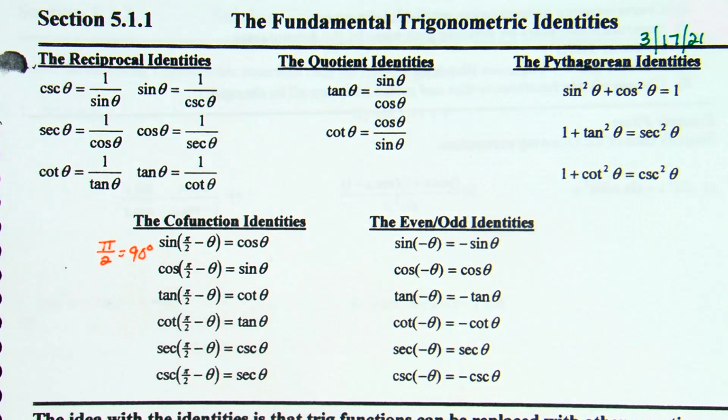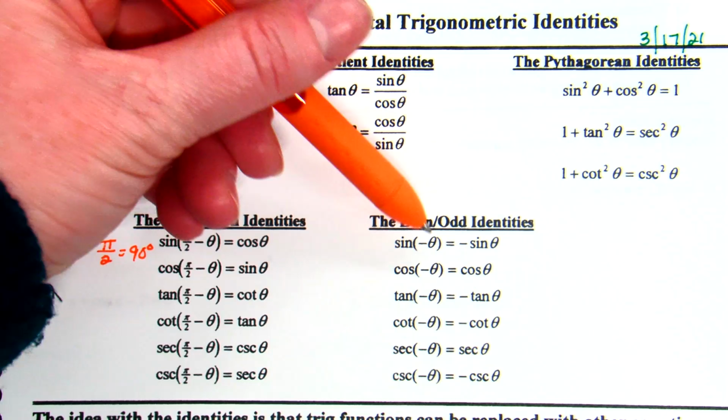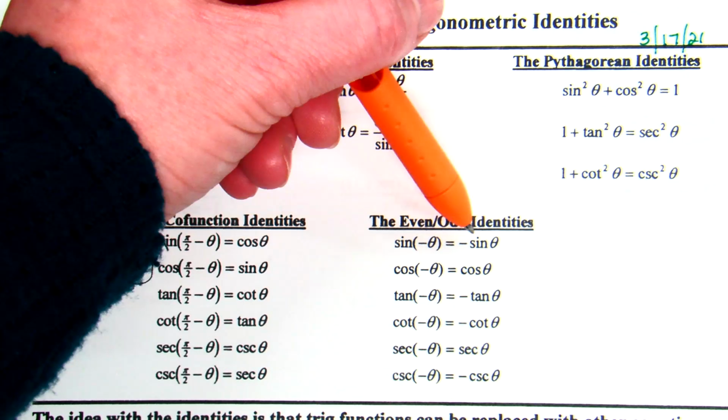Anytime you just have a negative variable, negative theta, then that's your big red flag that we're going to use these even-odd identities. And I don't know if you guys remember anything about a function being even versus odd, but it has to do with its symmetry. If it's even, it's symmetric across the y-axis.